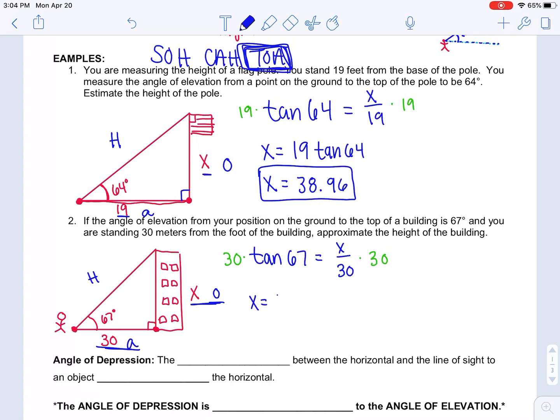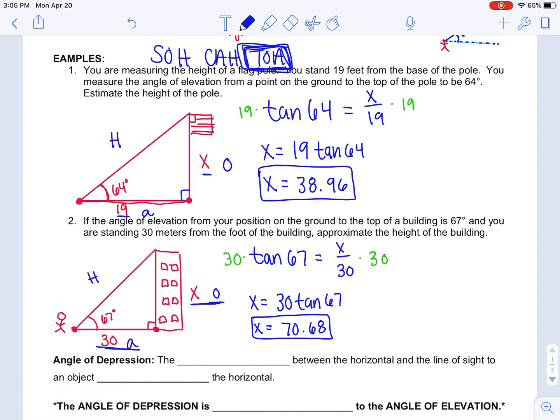And that gives me that x is equal to 30 times tan 67. So in your calculator, you're going to do 30 times tan 67. And that should give you that x is equal to 70.68. So the height of the building is 70.68 meters.